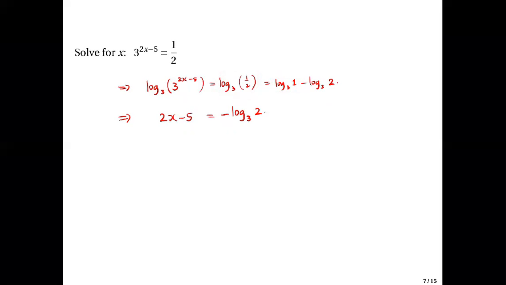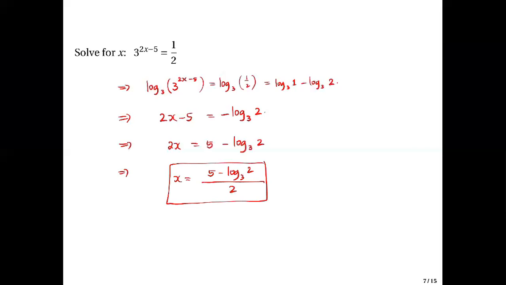So from here, we just need to solve for x. We have 2x equals 5 minus log base 3 of 2. And therefore, x, this is just 5 minus log of 2 base 3 all over 2. So this is the solution to the equation. Okay? Questions?